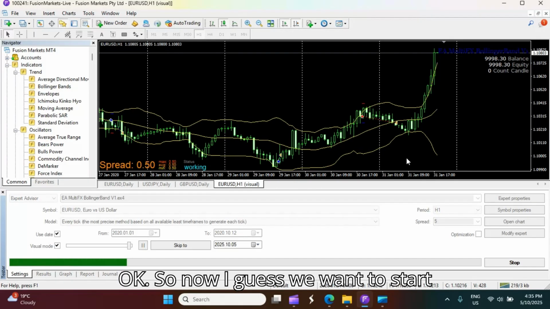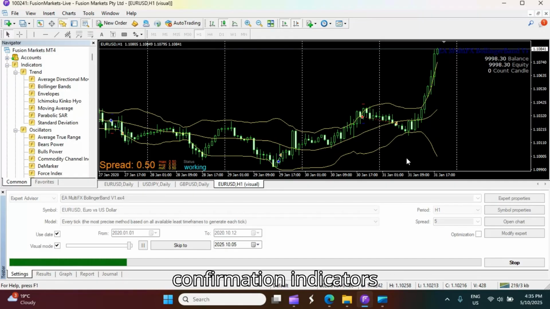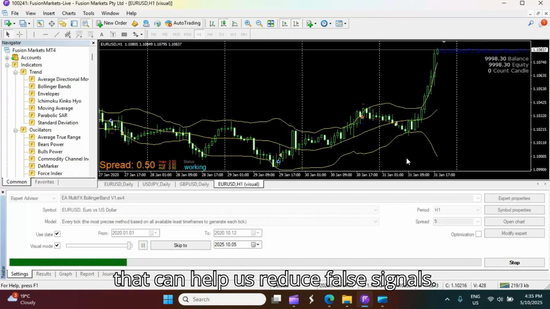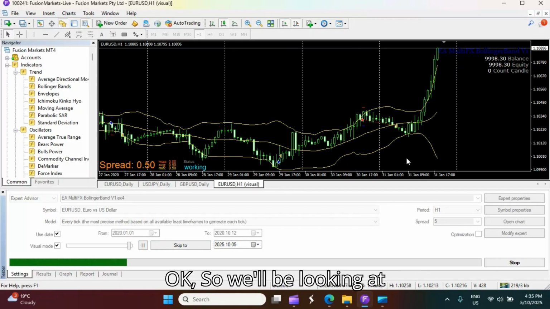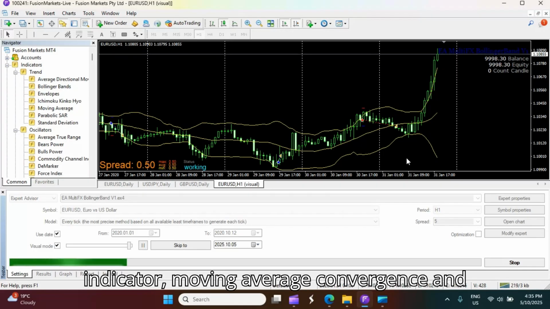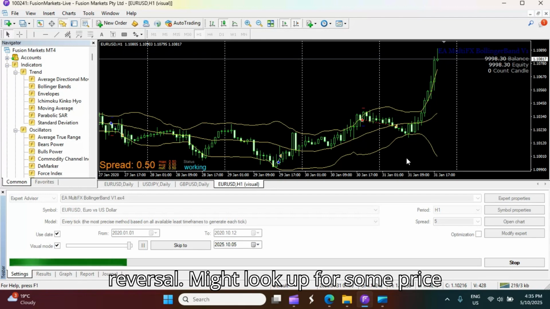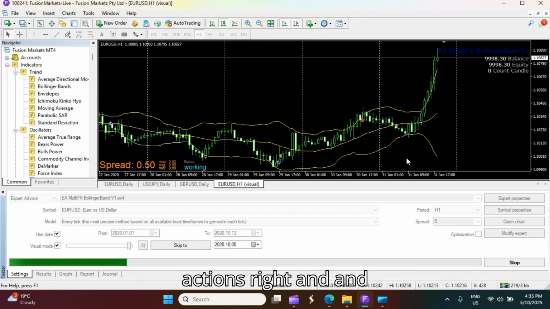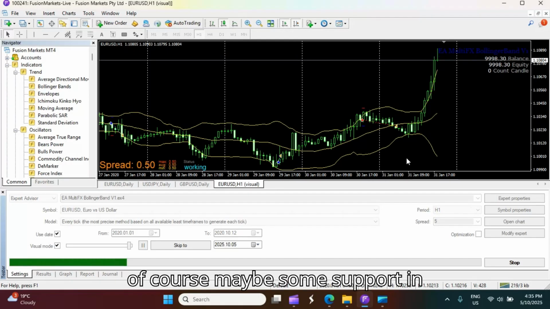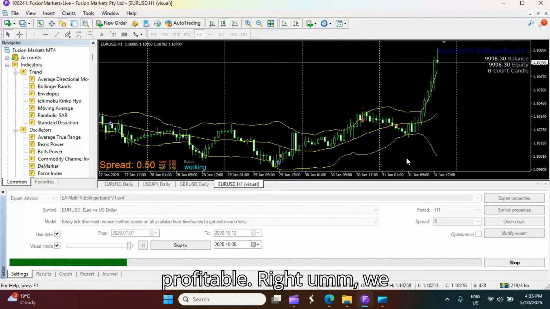Now I guess we want to start looking at introducing various other confirmation indicators that can help us reduce false signals. So we'll be looking at the introduction of RSI, maybe the MACD indicator, moving average convergence divergence, to help us pick reversals. Might look at some price action, and of course maybe some support and resistance. We've got to try all this in order to make this bot profitable, right?